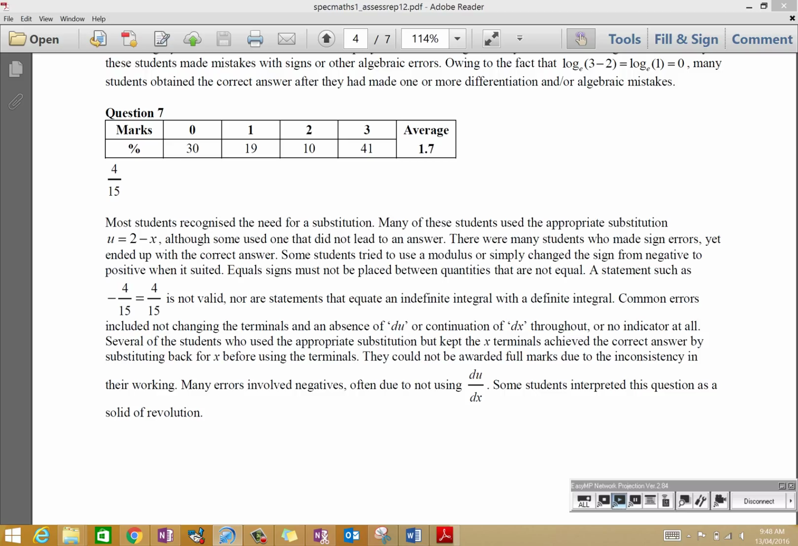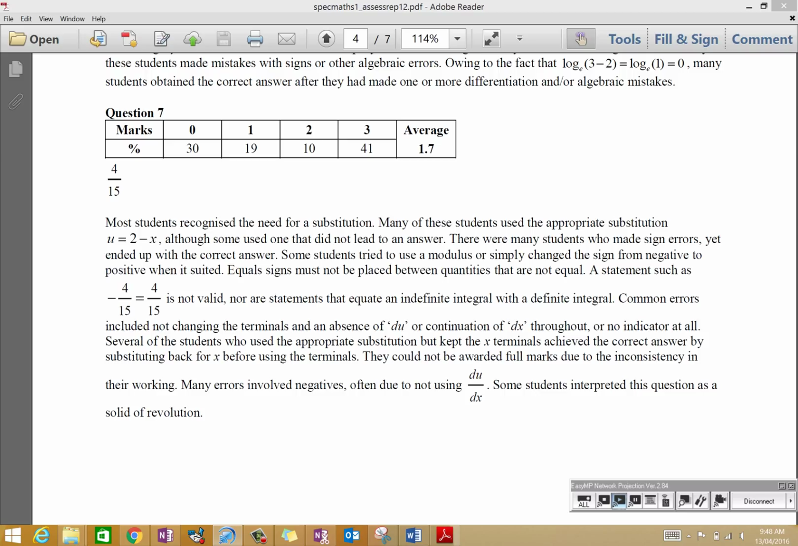49%, or let's just say half the cohort, only got 0 or 1 mark. So it goes to show that if you don't practice this sort of stuff and if you don't keep up with it, you will make a mistake along the way. It's really important that you practice as many of these questions as you can.